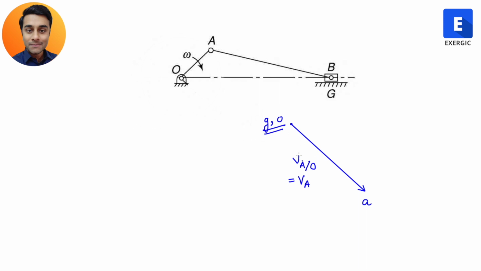Now, this is the vector for the velocity of A. Do we know its magnitude yet? It will depend upon the question. The question may give you the length of OA, say OA is equal to 2 centimeter, omega is equal to 5 radian per second. In that case, what will be the velocity of this point? V is equal to R omega. R is known, omega is known. You can find out the magnitude as well.